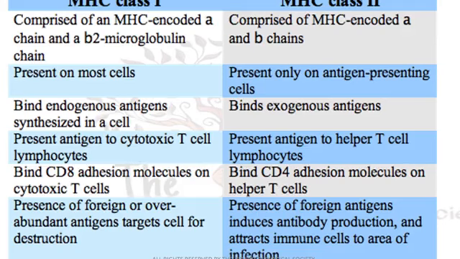Now what are these MHC class 1 and class 2? Whenever there is an antigen present in the environment, different types of cells known as APCs are present. What are APCs? APCs are the antigen presenting cells. They are generally classified into two types: the professional APCs and the non-professional APCs.